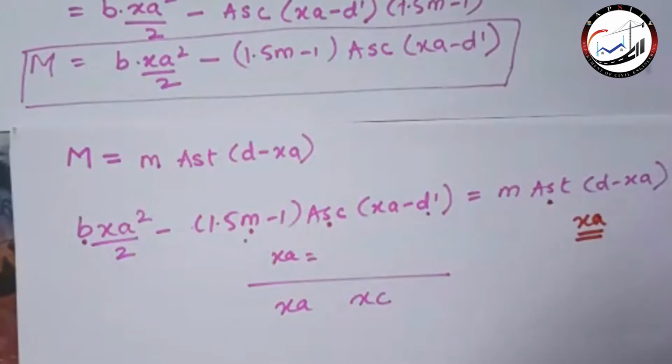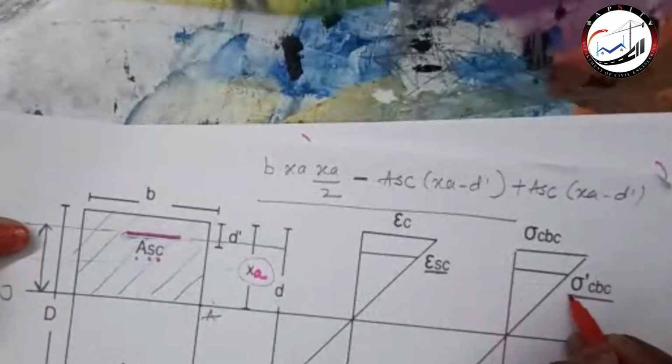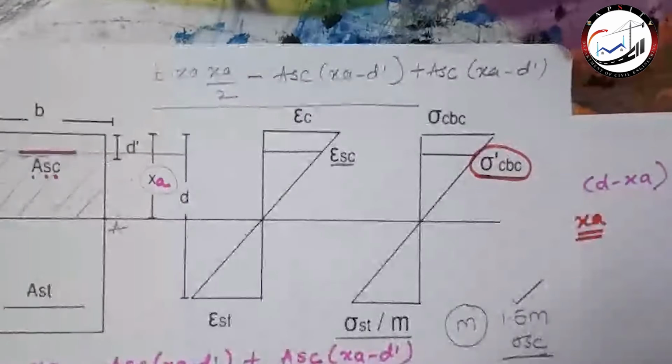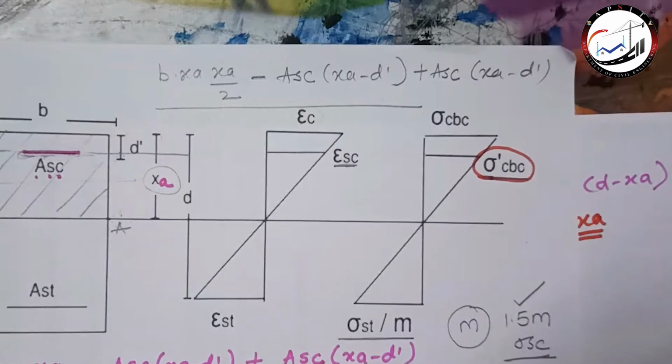A stress in concrete because there is a steel provided. So I also need to calculate what is this stress. Which stress? I need to calculate this stress sigma dash CBC. I need this value as well, because whenever I do the analysis I will need this in the analysis as well as in the design. So how to calculate this?